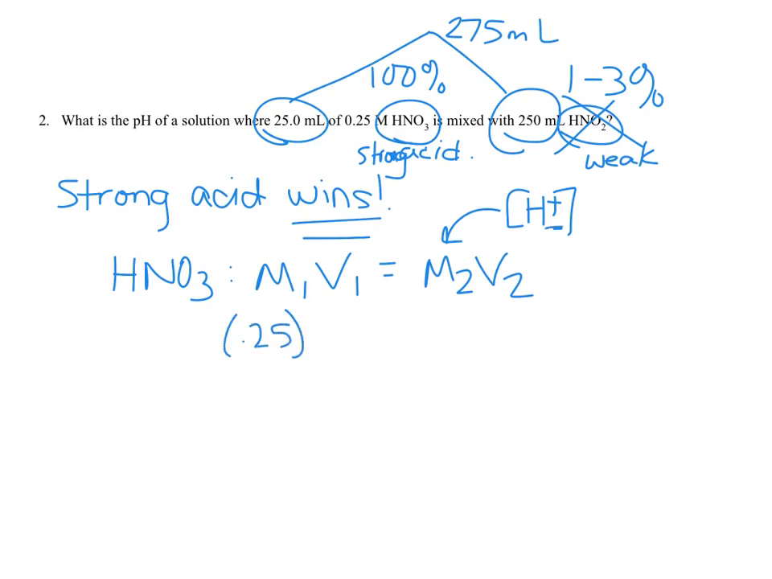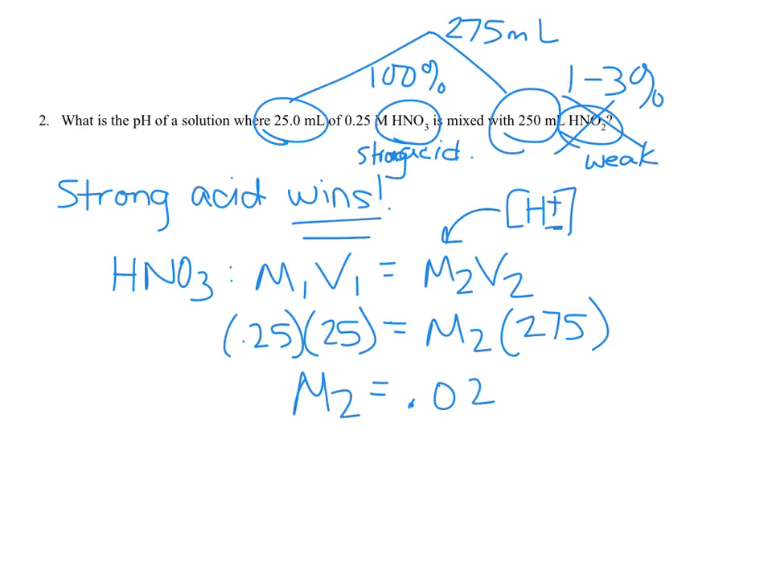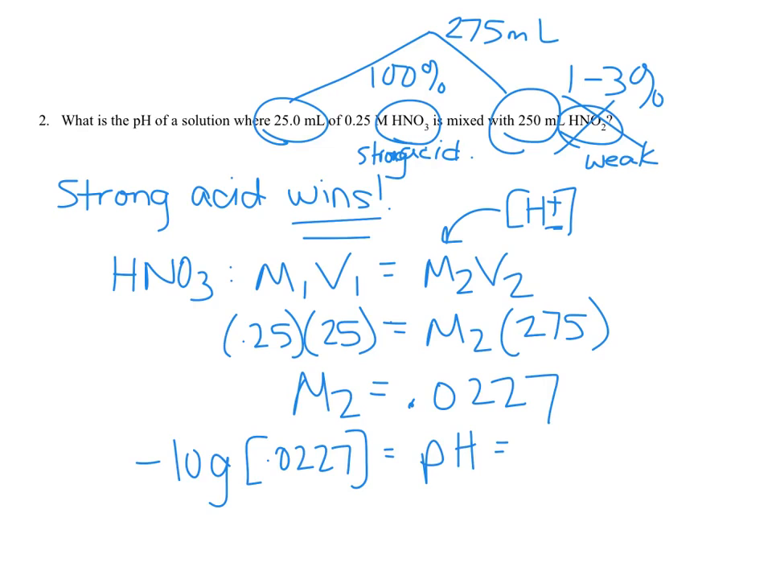So I've got 0.25 molar for nitric acid, 25 milliliters of that. I want to solve for M2, final volume 275. That gives me my final molarity when those two solutions are mixed together is 0.0227. Okay, negative logging that number is going to give me the pH. And that pH value is going to be 1.64.